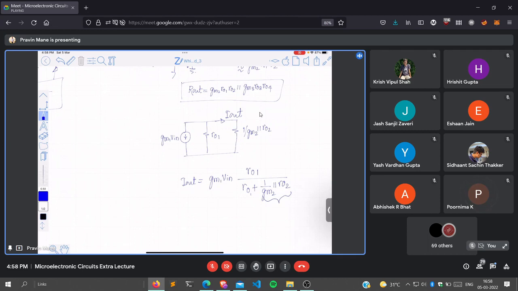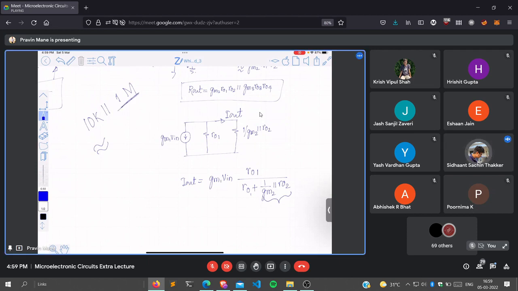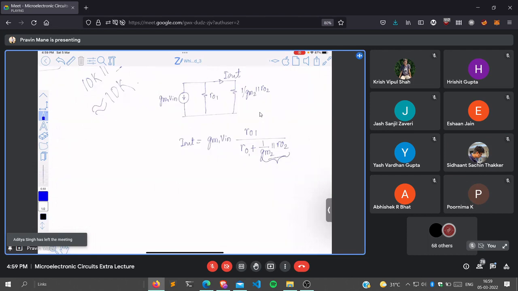1 by GM, 1 by GM2, because I already told you RO2 is in megaohms while 1 by GM is in milliohms. So generally in parallel combination, what is 10k parallel, suppose, 1 megaohm, what do you write approximately equal to? Approximately 10k. 10k is a small value, right? So out of these two, which is the smaller value?